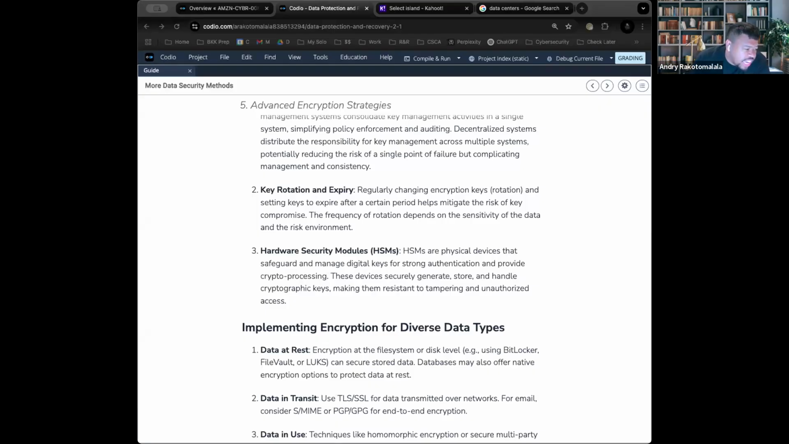Ben Long says, is ABE symmetric encryption? So the answer is no, it's not symmetric encryption. It's actually asymmetric. So there are two separate keys for that.